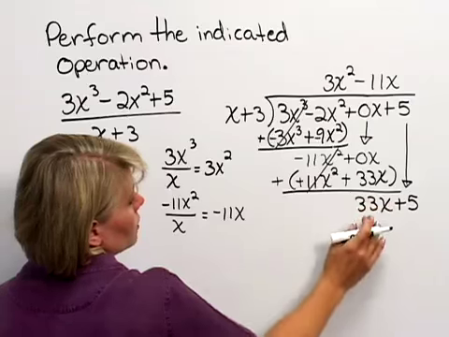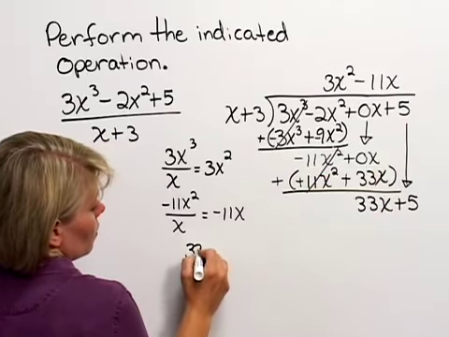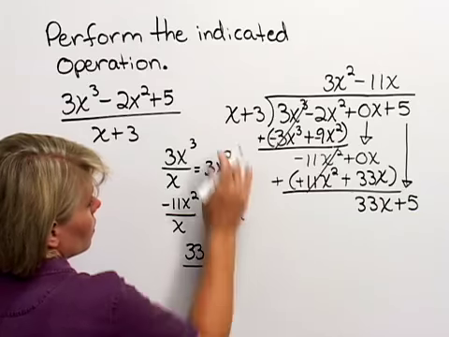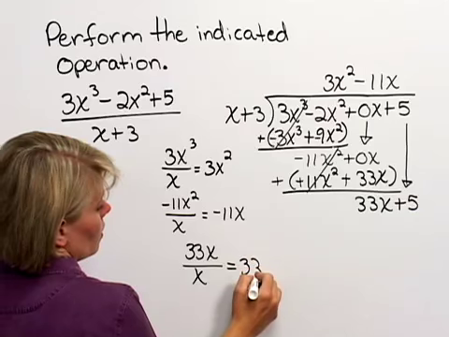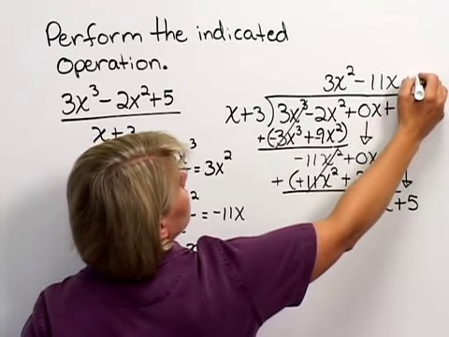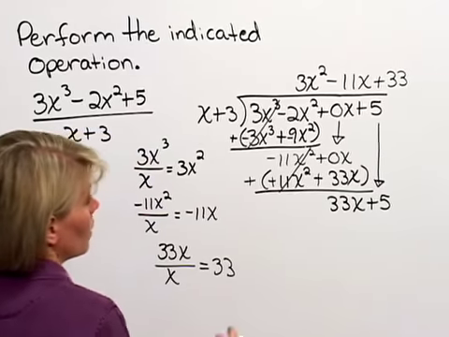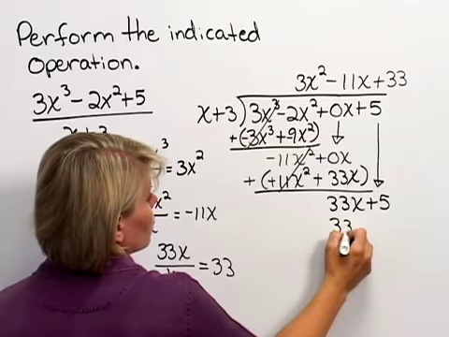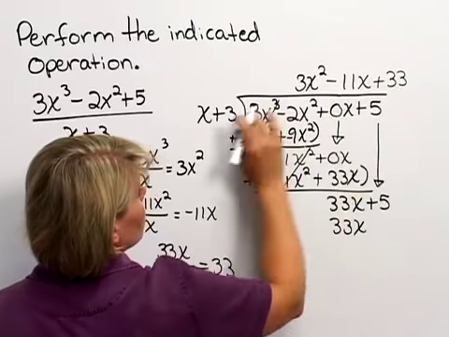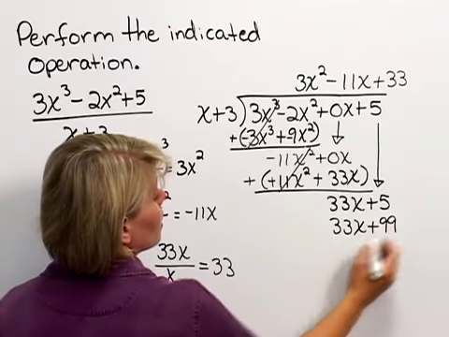Now to figure out the next item that goes up here, we take 33x over the x out front, which is 33. So we'll have plus 33 up on top. Now, distribute your 33. 33 times x is 33x. 33 times 3 is 99.